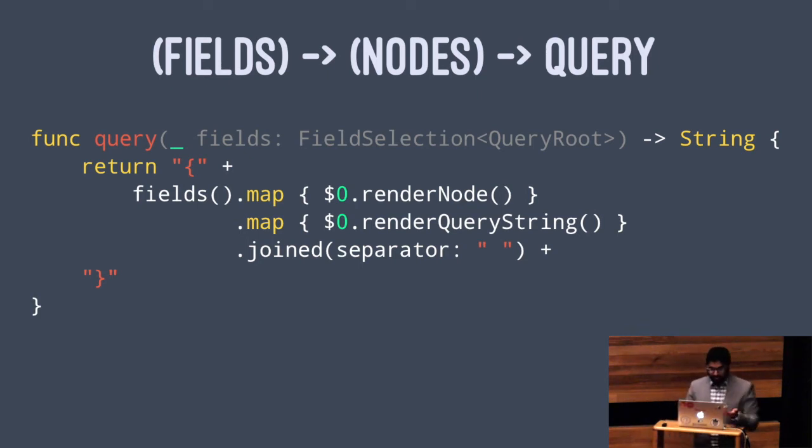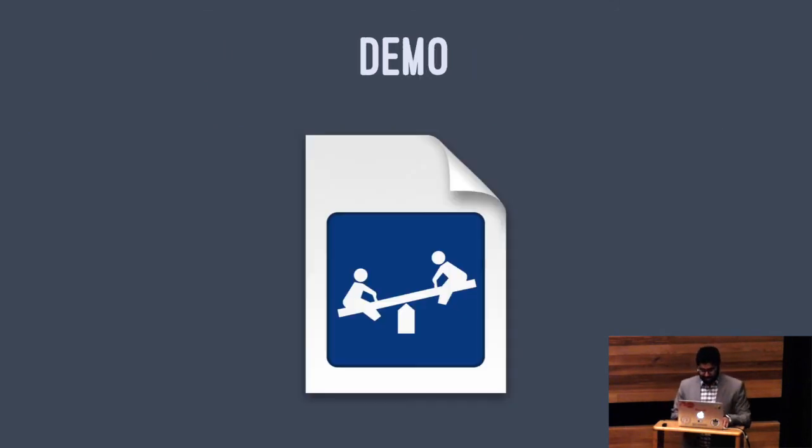In this case, our query function is really just a field selection of query root, and it has an opening and closing curly brace, and inside we map over the fields, we turn them into nodes, then we take those nodes and turn them into query strings, and then we just join them together. And rather than making you look through the last 74 slides, I would like to show you a demo.